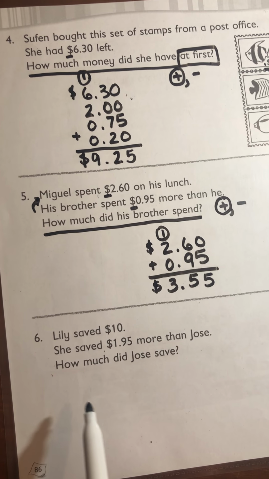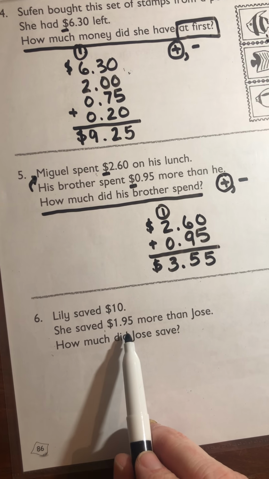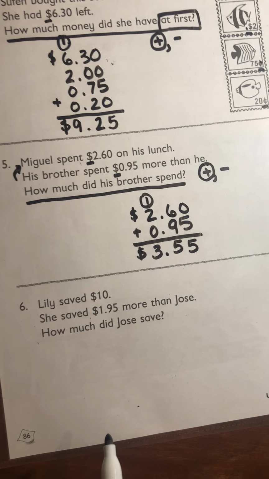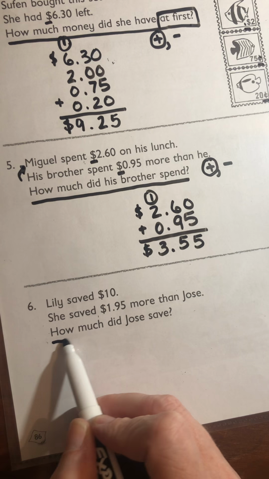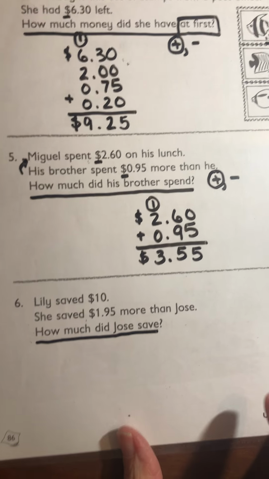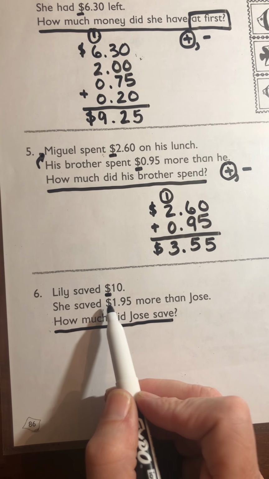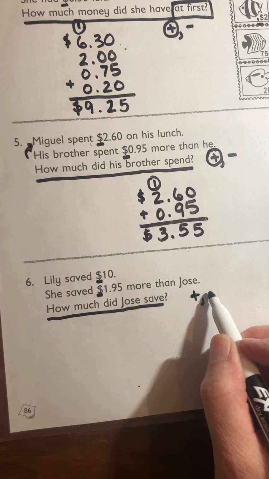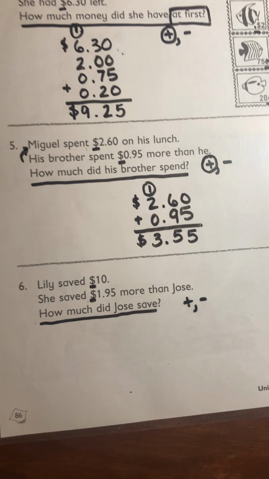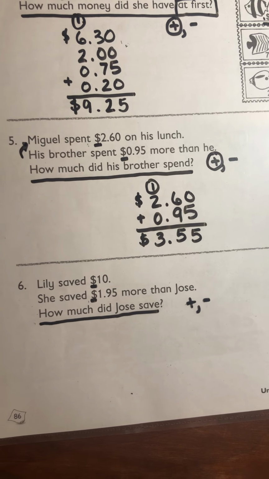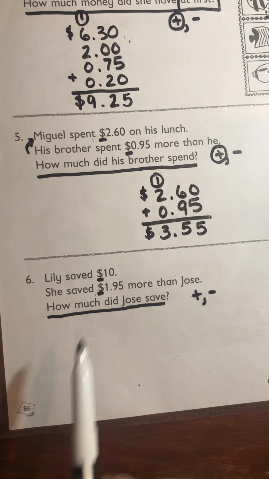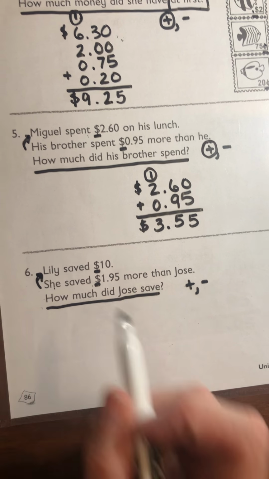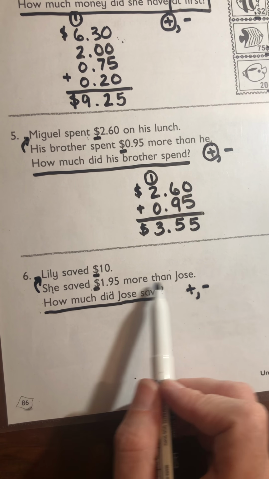Lily saved $10. She saved $1.95 more than Jose. How much did Jose save? What's our question? Okay, and what are my labels? What does that tell us? Okay, strong clues or keywords. This is one of those ones that might confuse us a little bit too. This is how much Lily saved. She saved. Who is she? She is Lily. So Lily saved this much more than Jose.